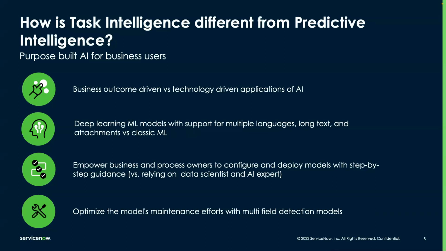We say, okay, if we want to do incident categorization for all the AI capabilities which we can use in task intelligence, the way we think about the use case is totally different. Also, the AI/ML model uses deep learning models, which give better results based on our analysis, which we did in-house based on multiple customer data. It supports multiple languages, long text attachments, and so on and so forth.